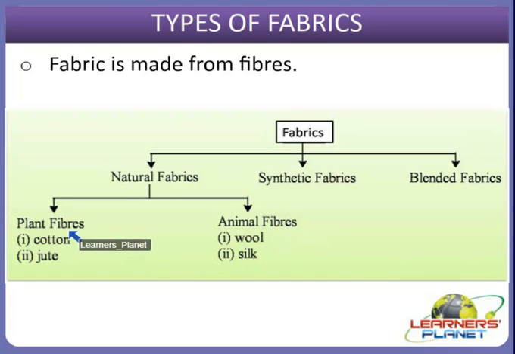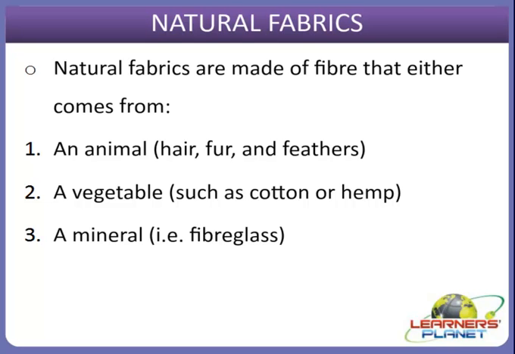Plant fibers are obtained like cotton from the cotton plant, and jute from the jute plant. And in animal fibers, wool is obtained from some animals and silk is obtained from some animals. So we are going to study the types of fabrics in detail. First of all, we will study the natural fabrics. So let us start this session with the natural fabrics.